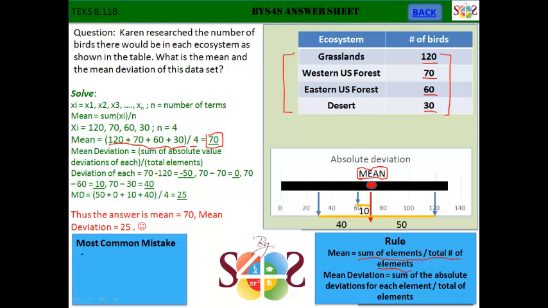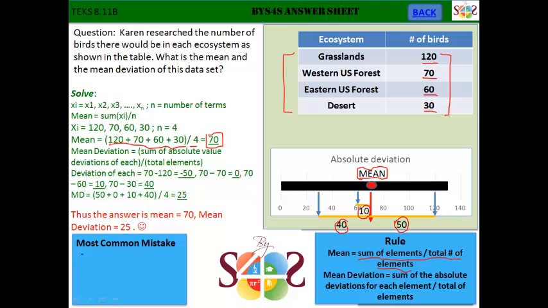So for grasslands, it's going to deviate 50 from the mean. From western U.S. forest, it's going to deviate 0, since it has the same value as the mean. Then for eastern U.S. forest, it's going to deviate 10. And for the desert, it's going to deviate 40.